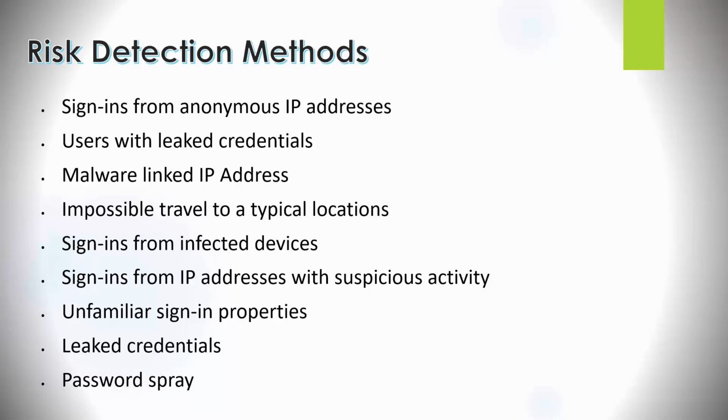This page shows some of the different Azure AD Identity Protection risk detection methods, or we can call them types. These are sign-ins from anonymous IP addresses, users with leaked credentials, malware-linked IP addresses, and impossible travel to atypical locations. What this means is a user could not have signed in from that location. So, for example, they sign in from the US, and then an hour later they try to sign in from Australia. Then other risk detections are sign-ins from infected devices, sign-ins from IP addresses with suspicious activity, unfamiliar sign-in properties, leaked credentials, and password spray.